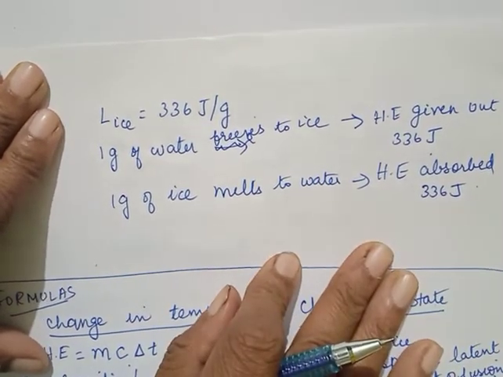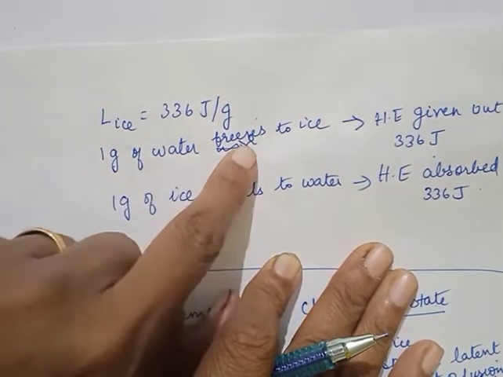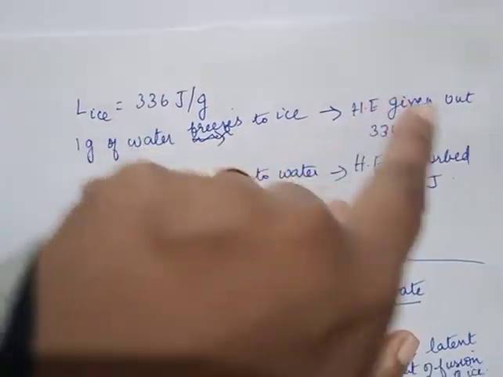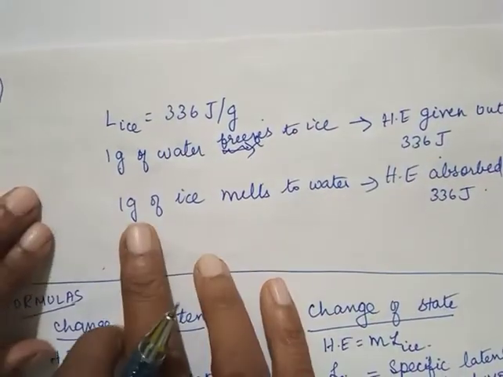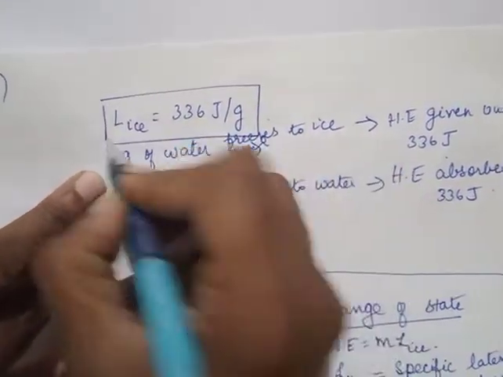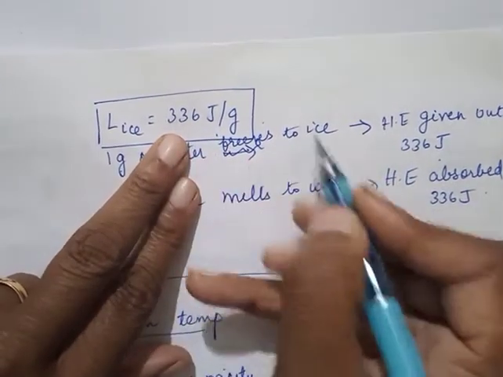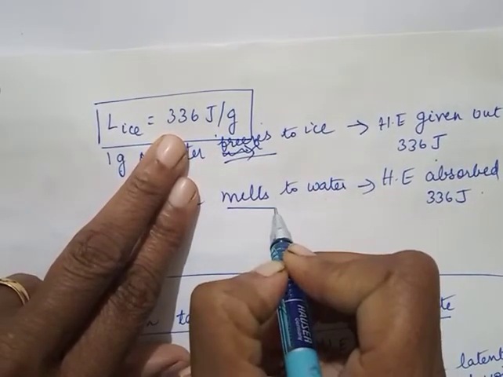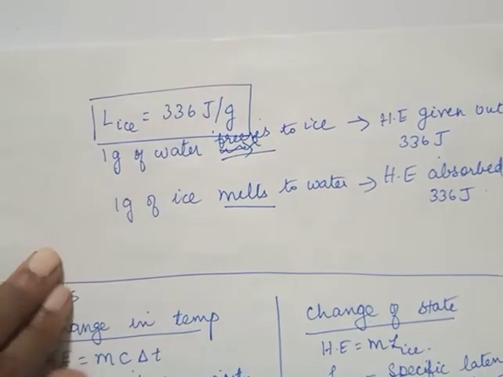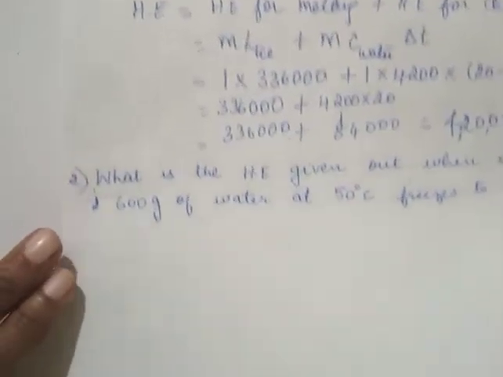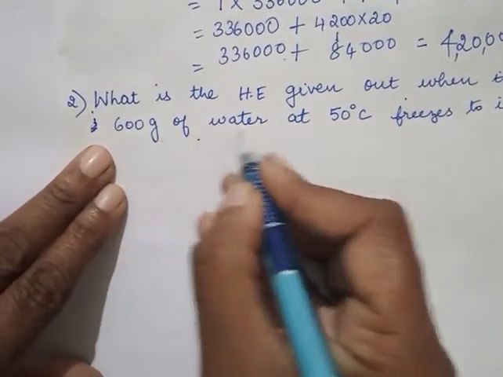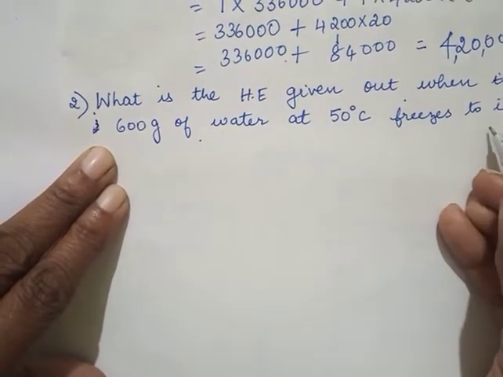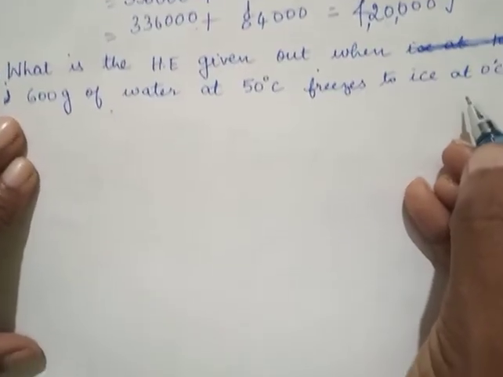Hope you are understanding. For 1 gram of water to freeze to ice, heat energy will be given out. 336 joules of heat energy will be given out. So L of ice, when I say, it will be the same for freezing as well as for melting. Okay. So how much heat energy is given out when 600 gram of water should freeze to ice at 0 degrees Celsius?